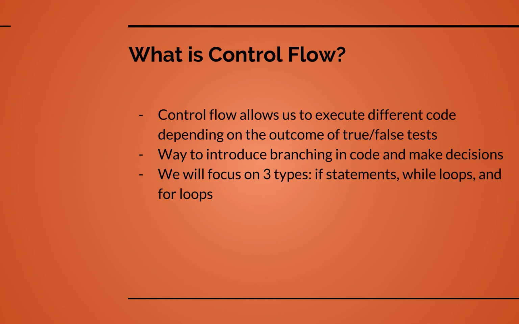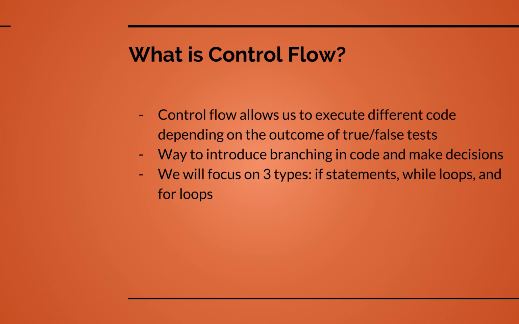Control flow allows us to introduce a sense of branching into our code and make decisions based on these true or false tests. It allows us to execute completely different code if the test evaluates to true versus if it evaluates to false. Also, using loops, we can execute the same code many times, but this is again based on the outcome of true or false tests. So this is just kind of a way to introduce logic into our code and decide which parts of the program we want to execute based on maybe events or variable values.